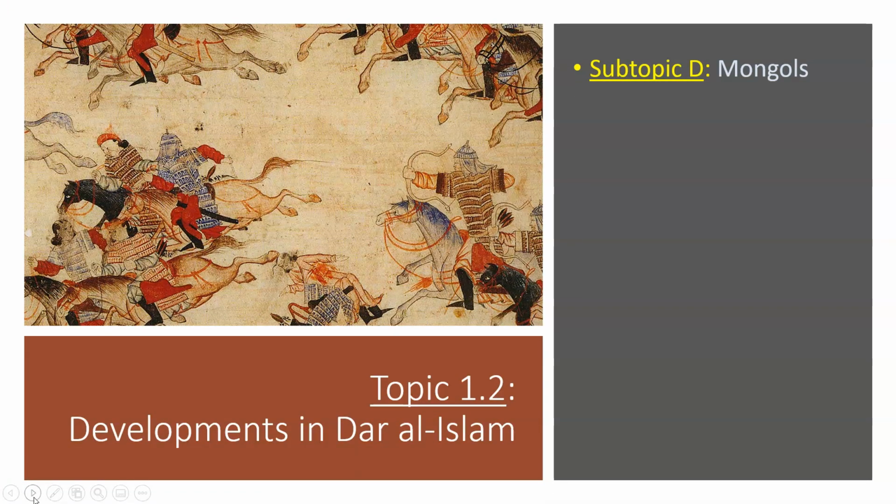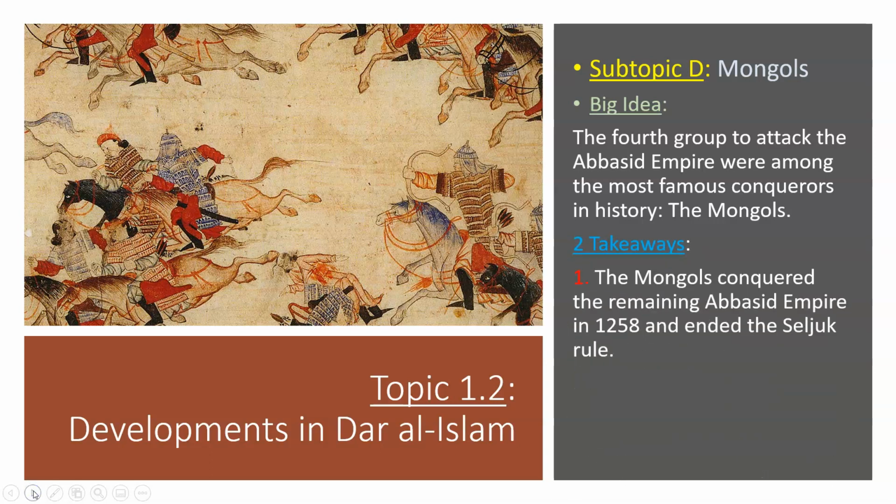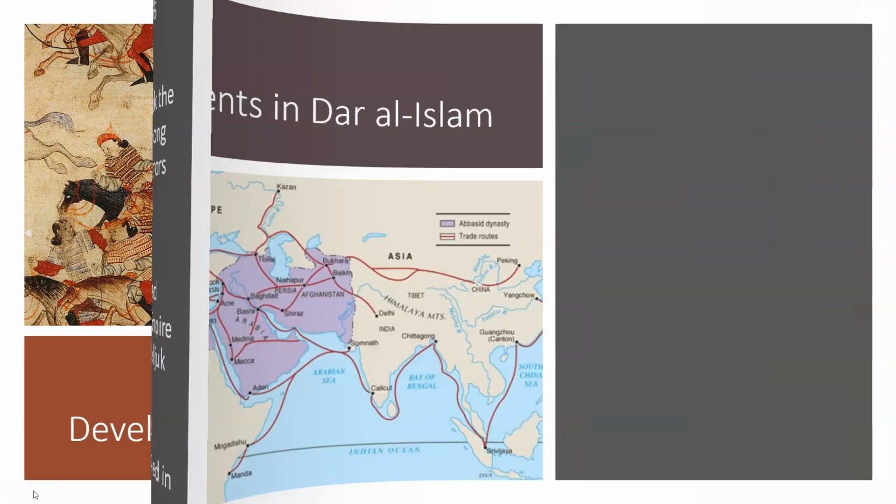Here's another huge topic we'll be talking about more later on, but right now we're just showing how it's relevant. The big idea for subtopic D, Mongols. The fourth group to attack the Abbasid Empire were among the most famous conquerors in history, the Mongols. I got two takeaways for you. The Mongols conquered the remaining Abbasid Empire in 1258 and ended the Seljuk rule. They continued to push westward, but were stopped in Egypt by the Mamluks.